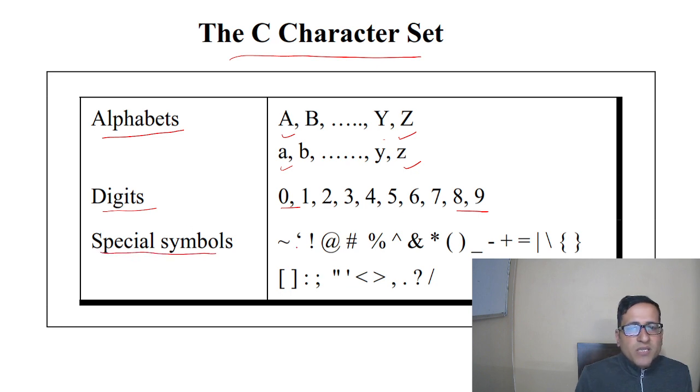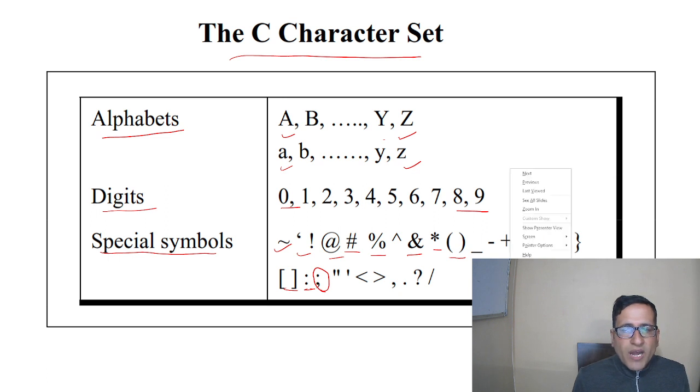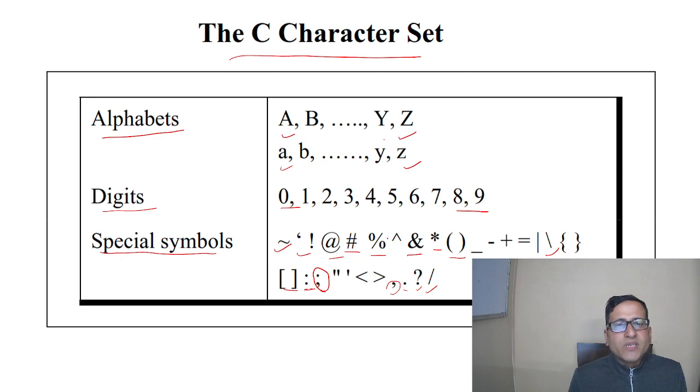In the special symbols we can have different types of special symbols like @, %, hash, star, parenthesis, braces, square bracket, colon. This is very important: semicolon. Semicolon is required a number of times in the C language. Then the comma, dot, question mark, slash, backslash. So these are the character set of the C language.